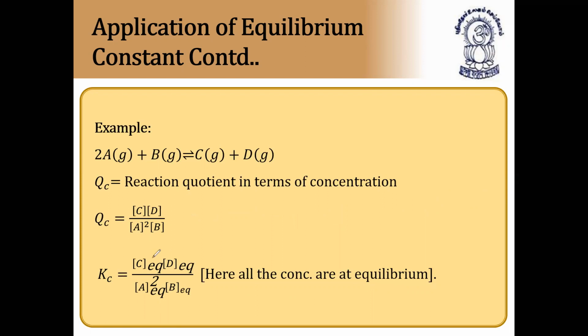But whereas Kc is compulsory, all the concentrations of the reactants and products should be at equilibrium. Here, all the concentrations are at equilibrium. So this is most important.